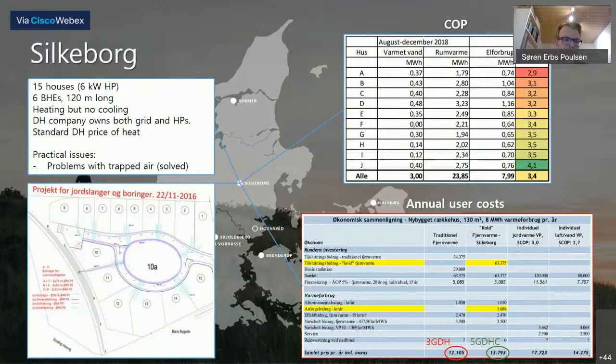So this is really a worst case scenario because we use BHEs exclusively. They are expensive, as someone mentioned earlier. And we don't employ cooling either. We could sell that to the consumer and make the business case better. And still, it's pretty close to a traditional district heating in terms of user costs. Okay, let's move on.